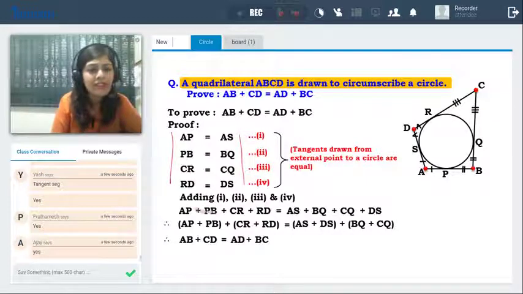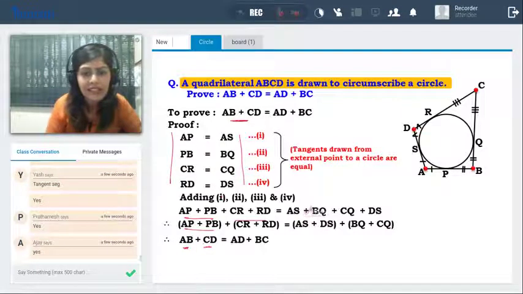So it's very easy, right? We were very smart to write them together. AP plus PB is equal to AB. CR plus RD is equal to CD. We have already got the left hand side. Now let's look at the right hand side.